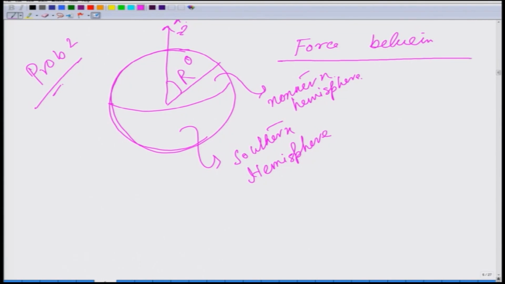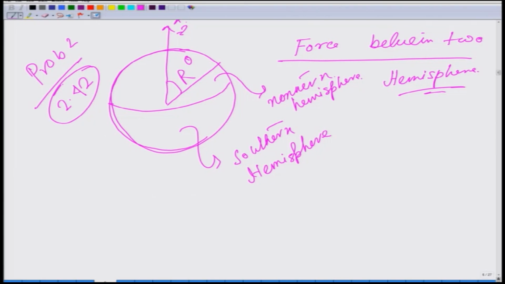You are asked to find out the force between two hemispheres. All right, so how will you do it? Like we did in problem number 1. Problem number 2 is 2.42 in Griffith's book. So how will I do it?